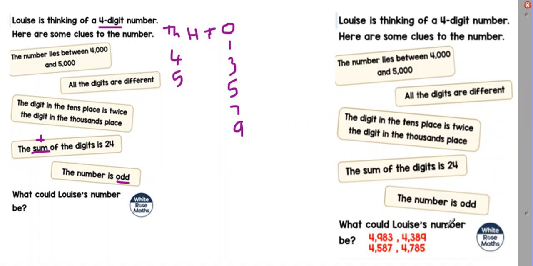So, the number could be 4,983, 4,389, 4,587, or 4,785. You could not have had your 5 in the thousands column because this clue here gives it away. It says the digit in the tens place is twice the digit in the thousands place. So that would mean that in our tens place we would have had to have the number 10. But we can't do that because we would have had to have the 1 in the tens place and the 0 in the ones place. Okay? Well done if you got that one correct.